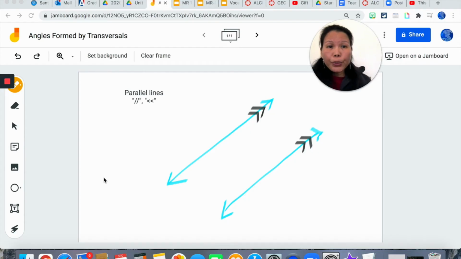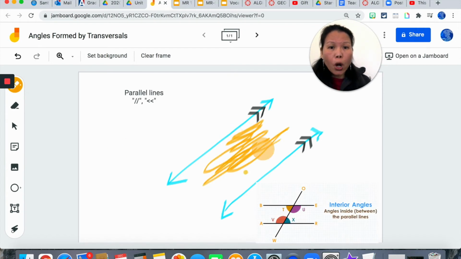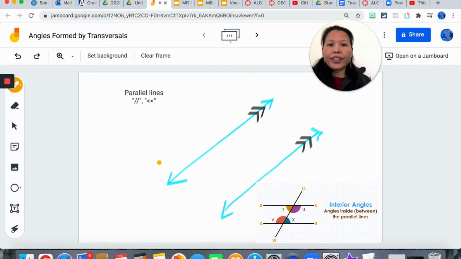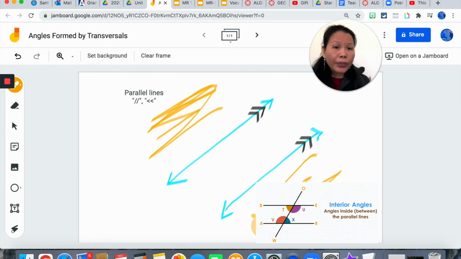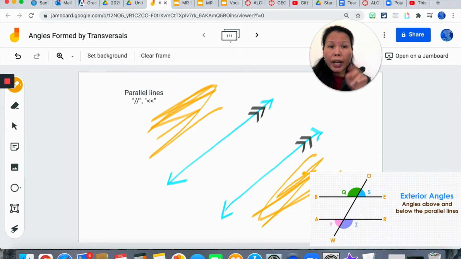Now when we have two lines, we are going to have the interior and the exteriors. So interior is the part that is inside of the two lines. This is what we call interiors. And then for the exteriors, we are going to have this as the exterior. You can see it's on the outside of the two blue lines there. So exterior is on the outside, interior is inside.